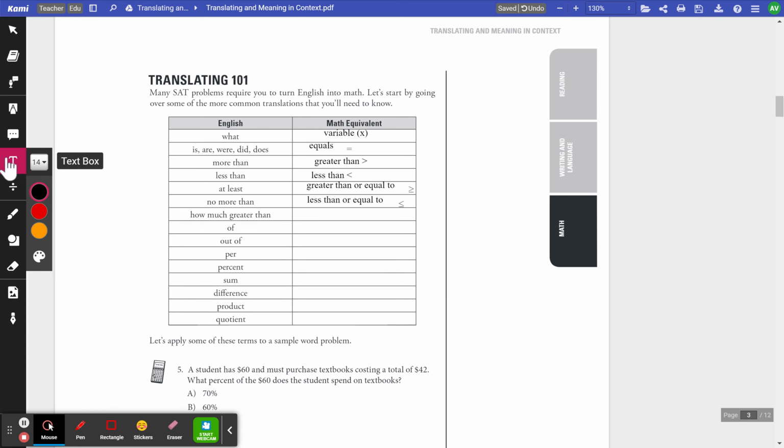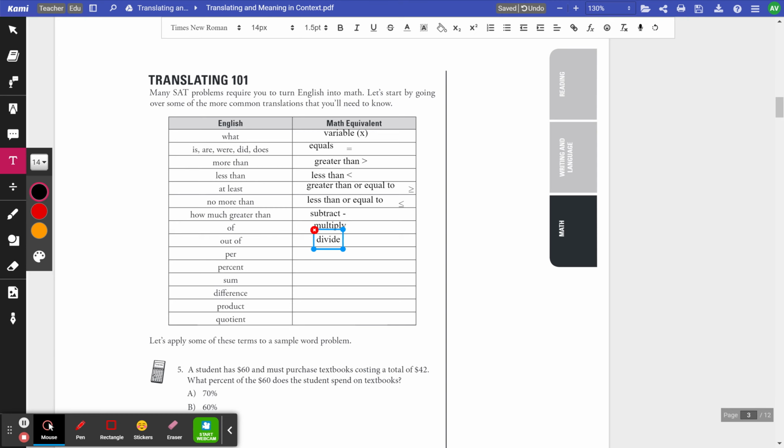How much greater than? When it says how much greater than something, that means you need to subtract. The word of means multiply. The word out of usually means you need to divide.